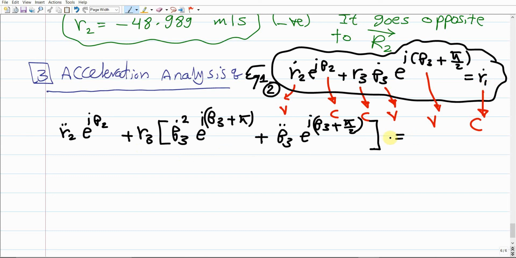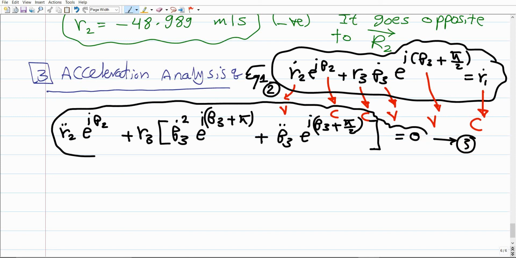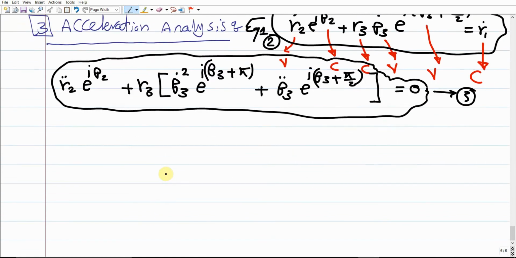So this is the derivative of the second term. The derivative of this term should be 0. Why? It is a constant term. It was mentioned that this R double dot is constant. So this gives us the third equation, which should be the acceleration equation. But basically, we won't do anything further with this equation, except rewrite it into the trigonometric form, just to find the unknowns of the acceleration terms.